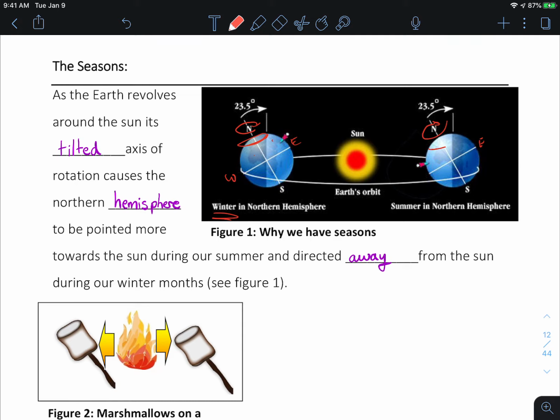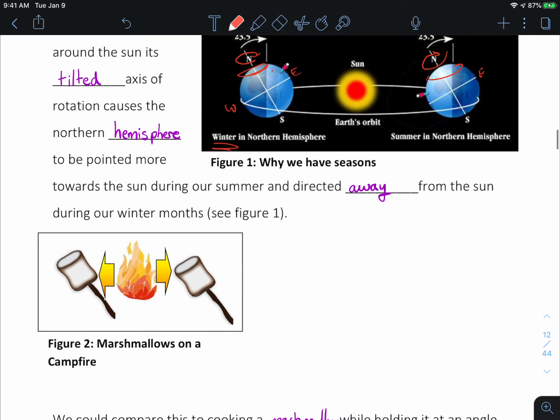In the summer, like right now, we're up in this top section, but now the Earth is on the other side of the sun, and being in the northern hemisphere, we are tilted towards the sun. And so we receive more sunlight throughout the day, and our day is longer, and our nights are shorter. Or at least darkness is shorter. So the tilted axis of rotation causes the northern hemisphere to be pointed more towards the sun during our summer, and directly away from the sun during the winter.